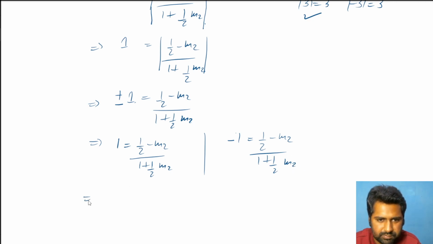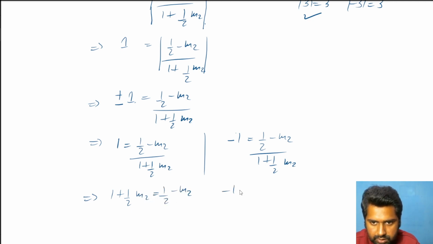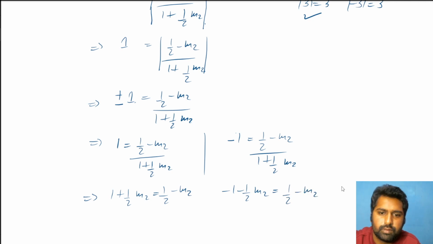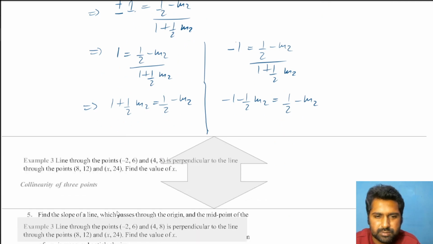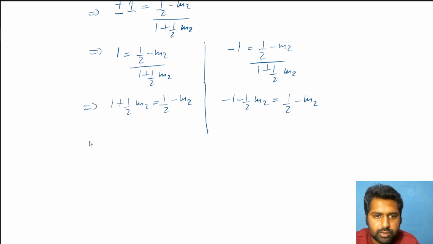Cross multiply and solve. I think we have taken a lot of time now. So 1 plus 1 by 2 m2 is equal to 1 by 2 minus m2. Here, minus 1 minus 1 by 2 m2 is equal to 1 by 2 minus m2. It's a slightly lengthy question, but the concept is very important regarding this mod. So 1 minus 1 by 2, you'll get 1 by 2. Take this on the other side, you'll get minus 3 by 2 m2. 2 cancels, you'll get m2 as minus 1 by 3. So m2 could have been minus 1 by 3.